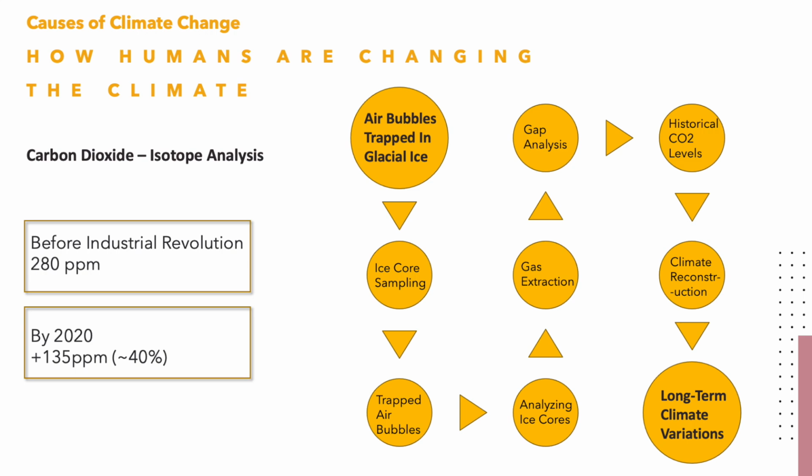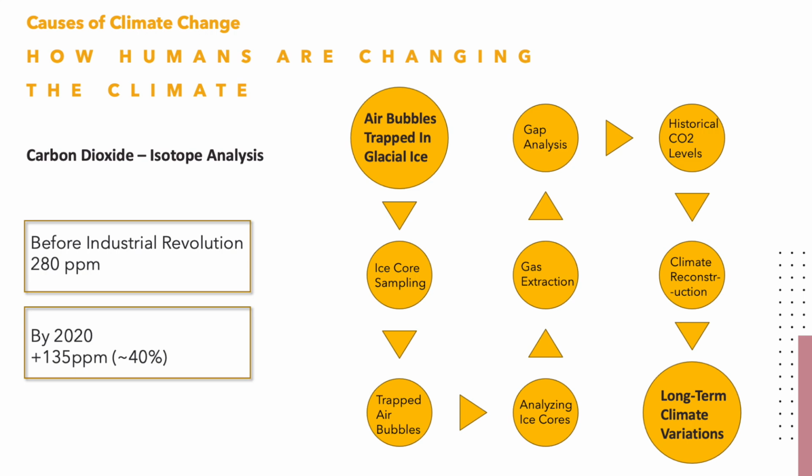As snow falls and compacts over time, it forms layers of ice. During this process, tiny air bubbles from the atmosphere become trapped within the ice layers. These air bubbles are preserved as the ice solidifies. Scientists carefully extract and analyze the ice cores in labs. They focus on the air bubbles contained within the ice.